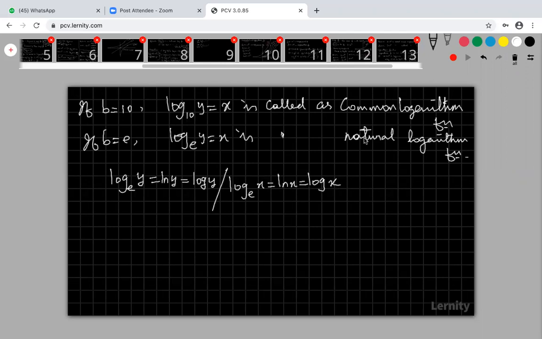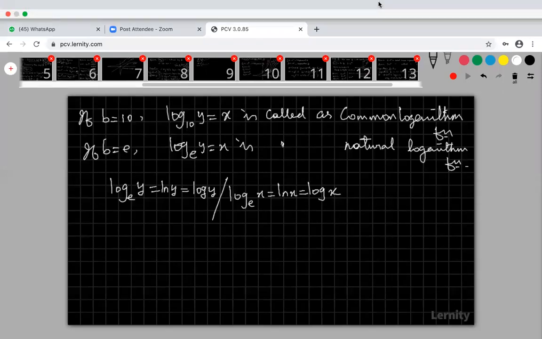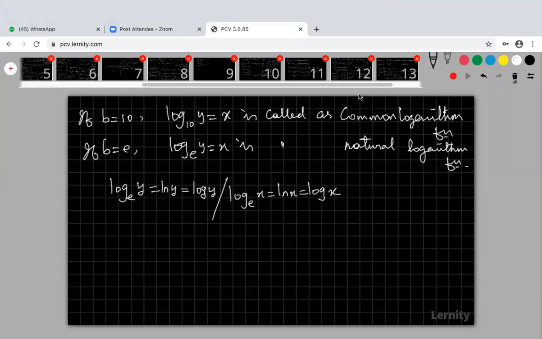Please try to understand. My log base e of x is called the natural logarithm. That is denoted by ln of x, and that is denoted by log of x also. So where log x is given, please try to understand that it is a natural logarithm. Natural logarithm only is given. We have to understand that.